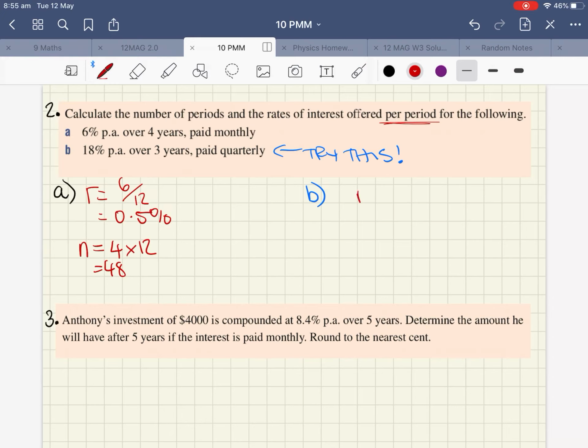Hopefully you'll get that the answer for R is 4.5%, and your answer for N is 12.